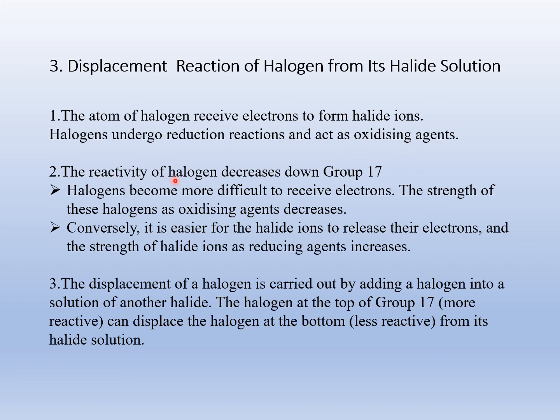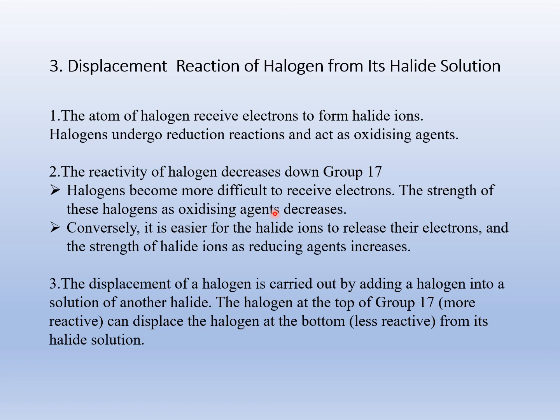The reactivity of halogen decreases down group 17 from top to bottom. Okay, halogens become more difficult to receive electrons. The strength of these halogens as oxidizing agents decreases. Conversely, it is easier for the halide ions to release their electrons, and the strength of halide ions as reducing agent increases. Kau faham ke benda ni?